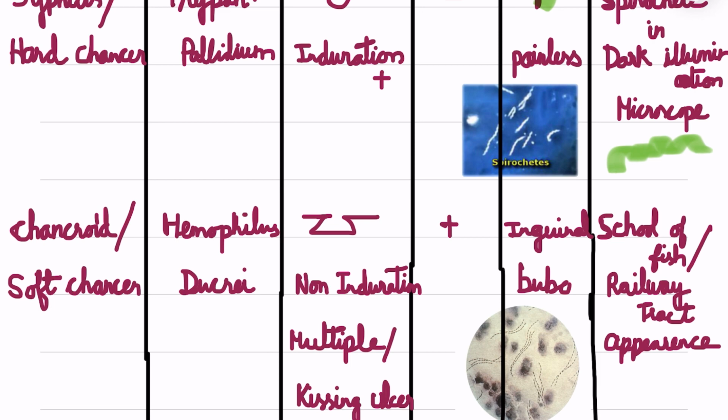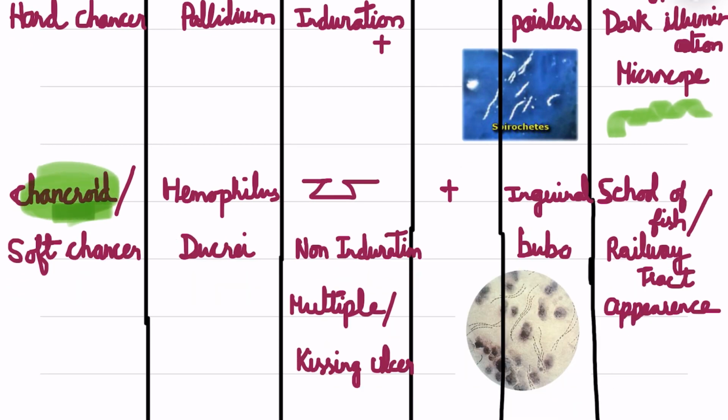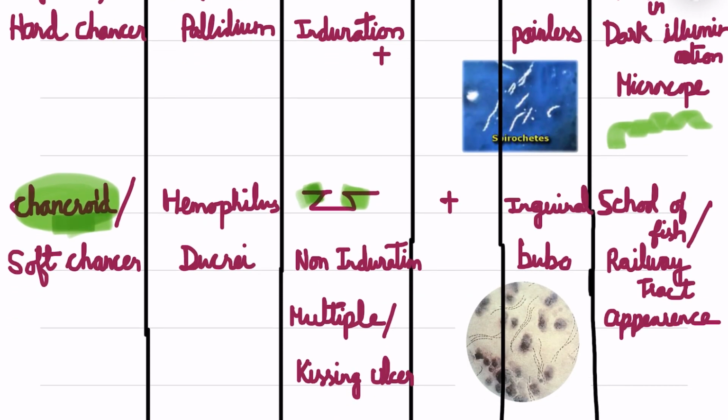Moving on to the soft chancre, which is also called chancroid. The organism leading to chancroid is called Haemophilus ducreyi. Haemophilus ducreyi causes the soft chancre, and the ulcer has undermined edges, and it is a non-indurated ulcer. There is a difference between syphilis and chancroid ulcers.